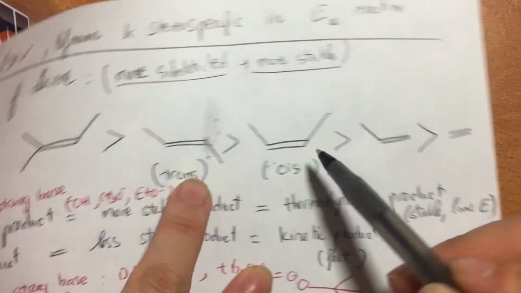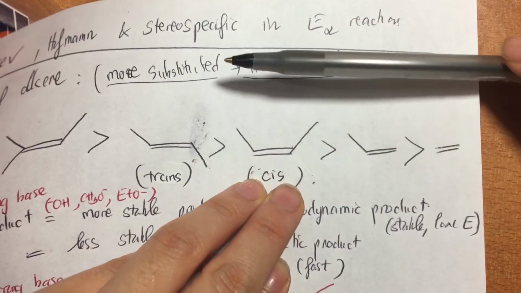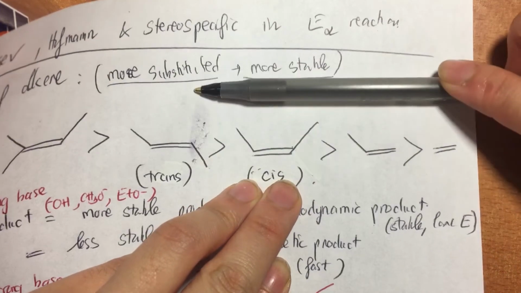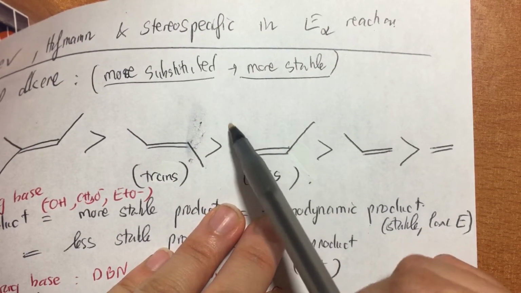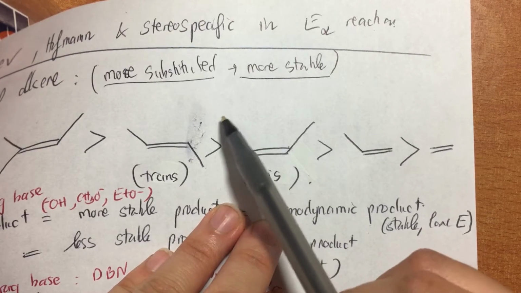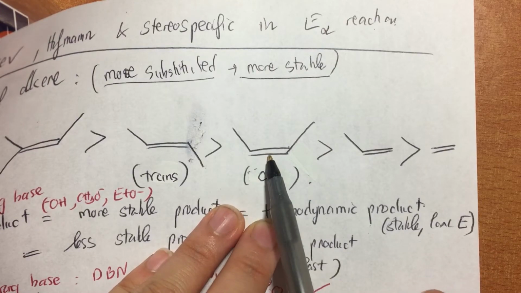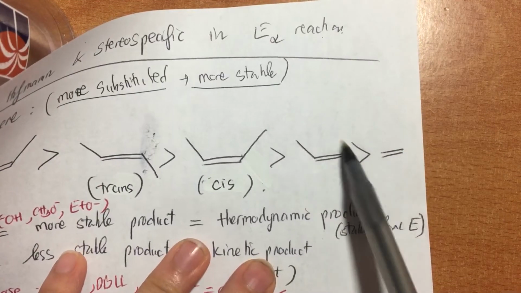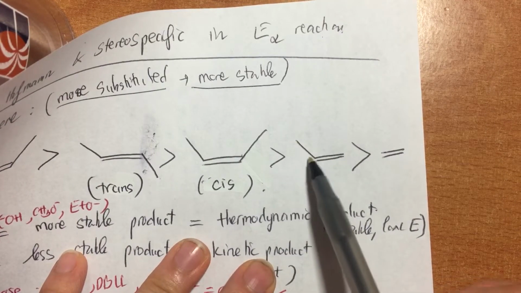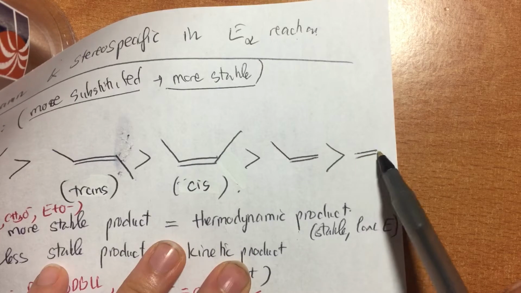So this is more stable, and this is less stable because these two go to the same side of the double bond. That's why it's less stable, because these two branches often meet each other and have steric interaction. And then of course bisubstituted is more stable than monosubstituted. There's only one branch coming from the double bond. This is monosubstituted.